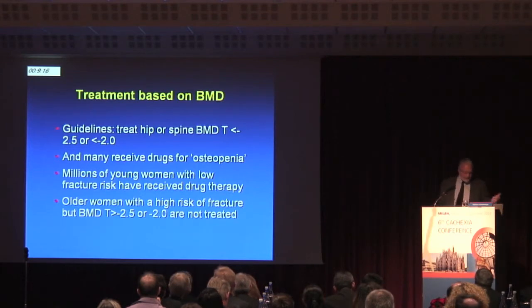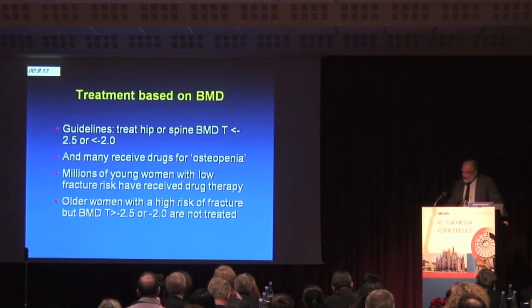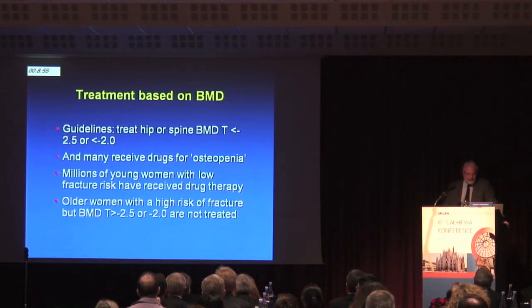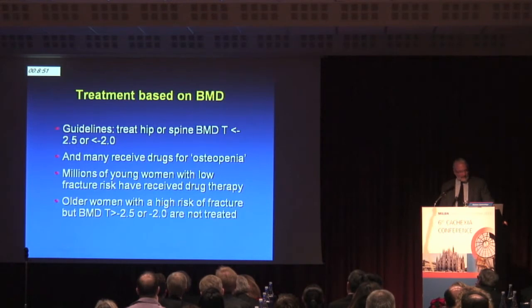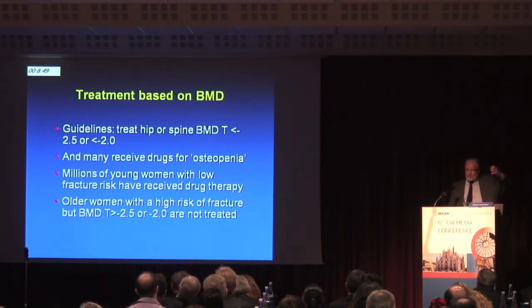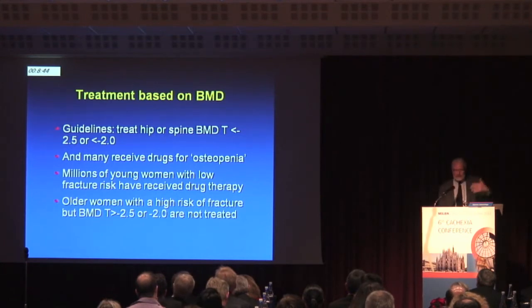So treatment based on bone density criteria, as guidelines had for the last decade or two, T-scores less than -2.5. In addition, many received drugs for a T-score of -1 or lower for osteopenia. That meant that millions of young women with low fracture risk, who are relatively young, all they've got is a low T-score, received drug therapy, which will be of little benefit for them even if it works. Older women, on the other hand, have a high fracture risk because of age and other risk factors, but may not qualify for treatment because their bone density doesn't cross that threshold.